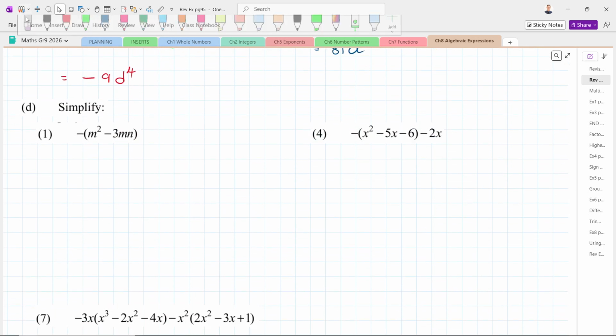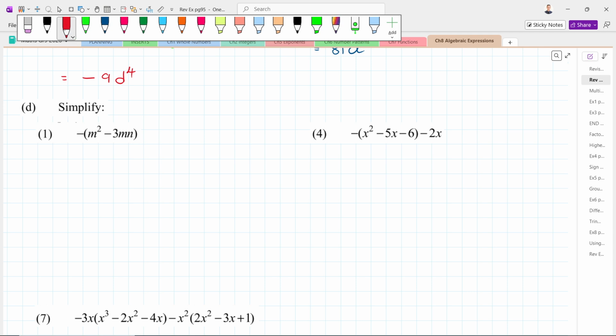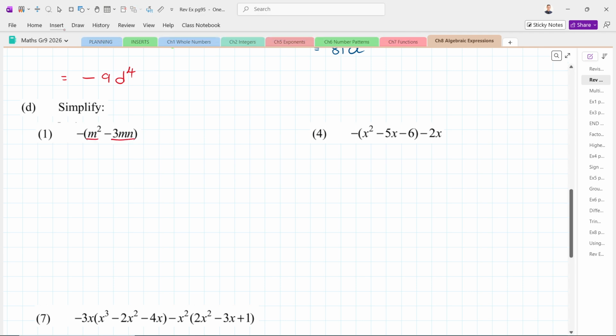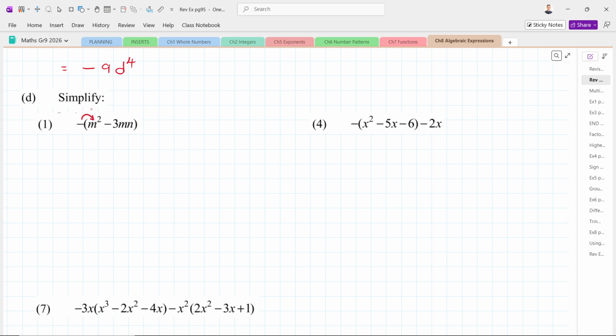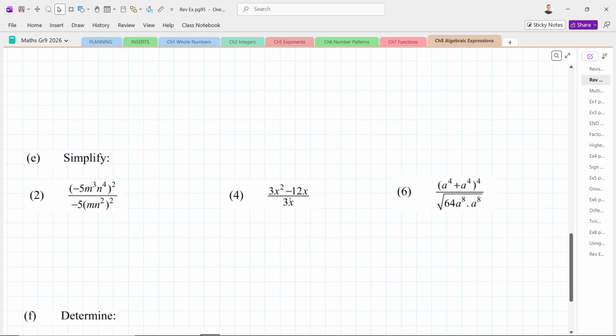So over here by D, this is just a case of distribution. These are not like terms, so we can't do anything. So the only thing we can do there is distribute the negative. So the negative times the positive here will give me negative m squared. The negative times the negative will give me a positive 3mn. And again, don't try and force it. This is an m squared. This is an nm. They are not like terms. That's how it's going to stay. Okay. Like I said, the other two I'm going to ask you to have a look at.